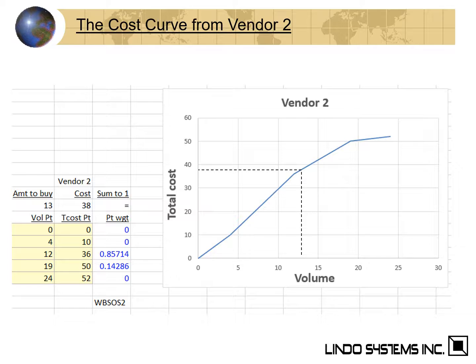Here is what the price schedule looks like for vendor number 2. You can see that if you're just buying a piddling amount from vendor 2, he's not giving you quantity discounts at all. But when you start buying more than 13, or about 12 units in fact, then he starts giving you quantity discounts. And we'll figure out what is the best amount to buy from each of the 2 vendors total.